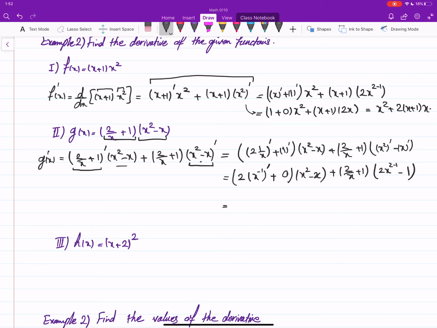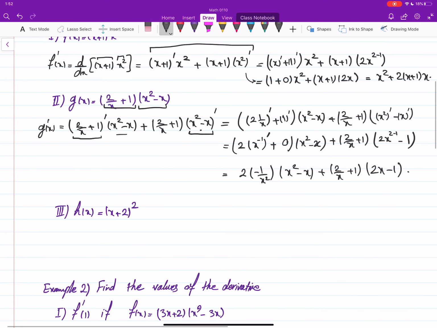The derivative of, actually I know what the derivative of 1 over x is. I told you to keep it in mind as a different rule. So here I can say it is negative 1 over x squared, or you apply the power rule. And then multiply, plus 0, it won't change anything. Then multiply by x squared minus x, plus 2 over x plus 1 times 2 times x to the power 1, which is 2x minus 1.